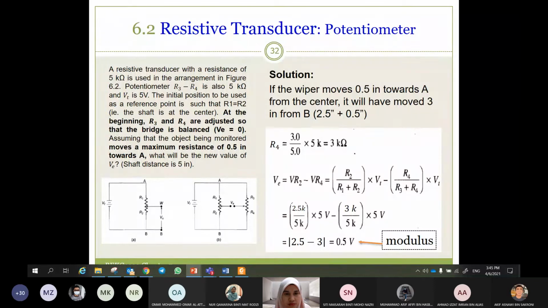moved about 0.5 towards A. So 2.5 plus 0.5 becomes 3. So R4 is 3 over 5 multiplied by 5K. It is 3K. So at the end we will get the same answer, because whether VR2 minus VR4 or VR4 minus VR2, we take the positive value.